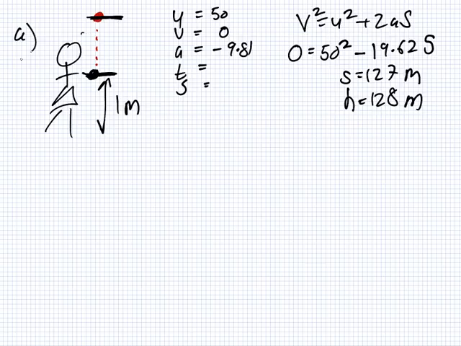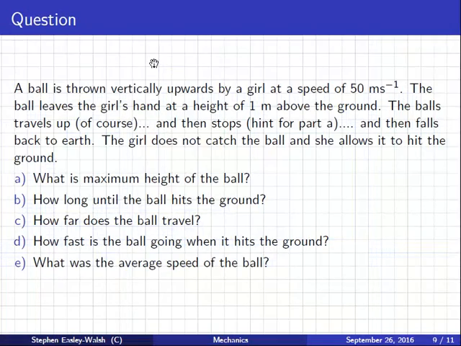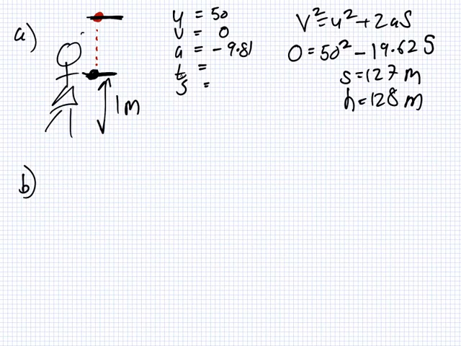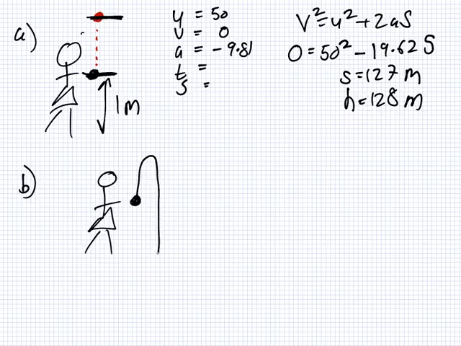Okay, the B part. Did anyone get the B part yet? I did. Yeah, okay, we have one. Anyone else get the B part? Not yet? Okay. Well, we have a look at the B part now, which was, what was the B part? The time? How long until the ball hits the ground? So we want the time to go from here up and down to here.